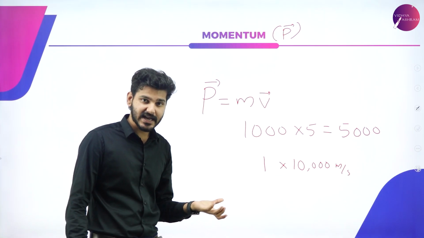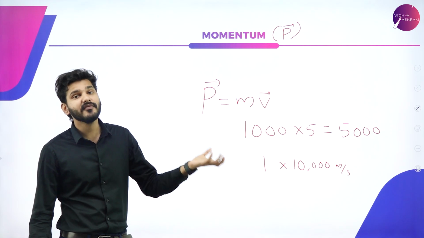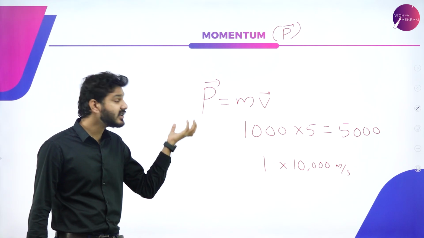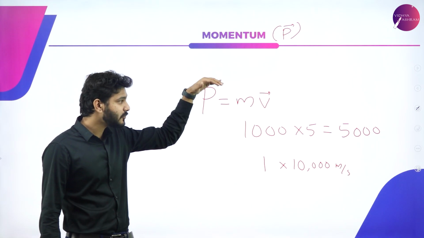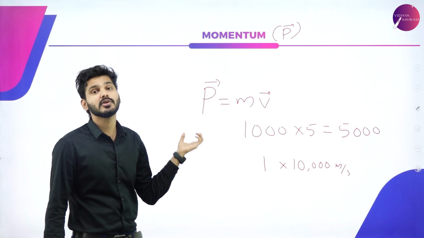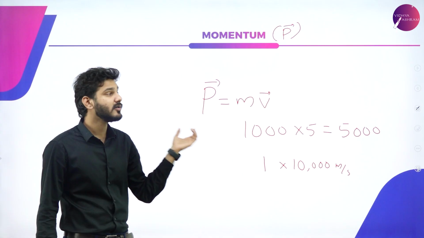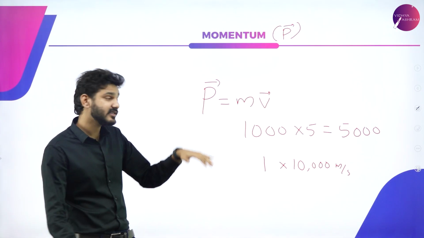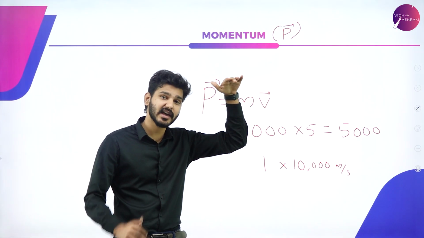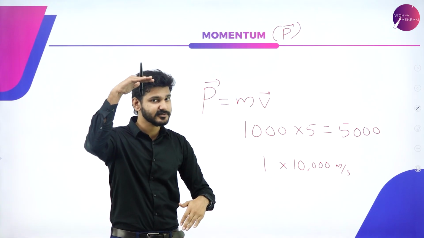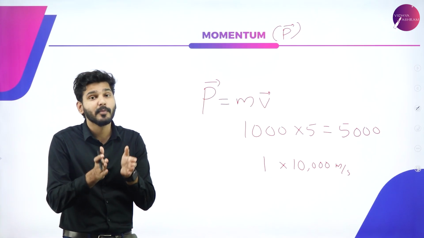You have to understand that mass and velocity together influence momentum. If mass is more and velocity is more, the total momentum will be high. If mass is low and velocity is low, momentum will be low. But they can be balanced if one is high and one is low, and vice versa. So that is all about momentum.